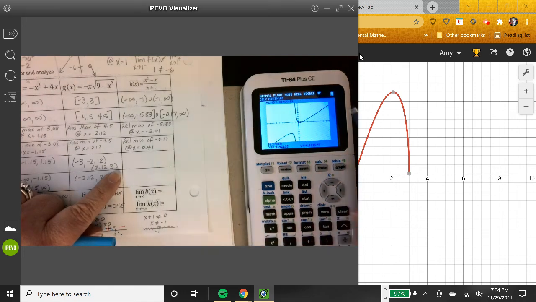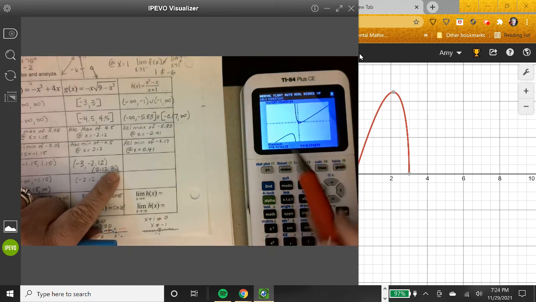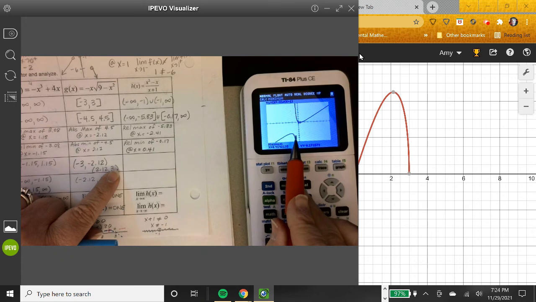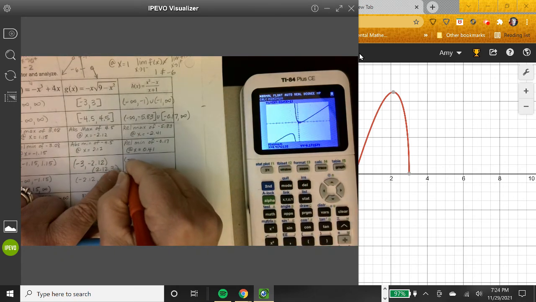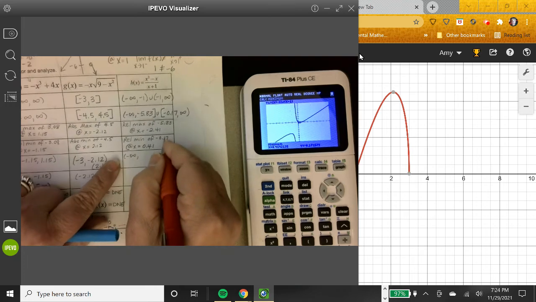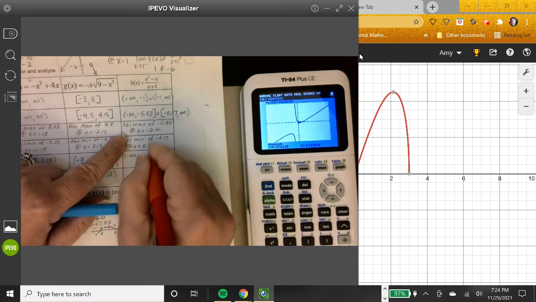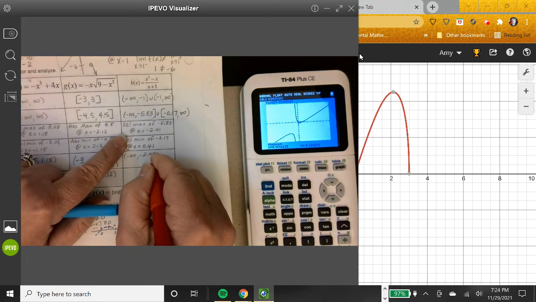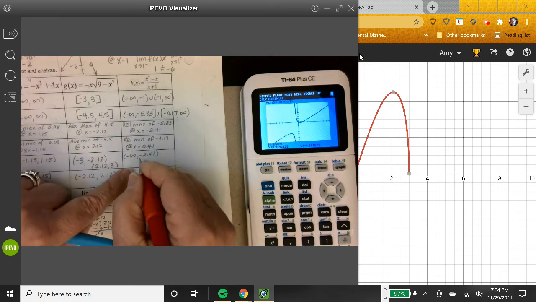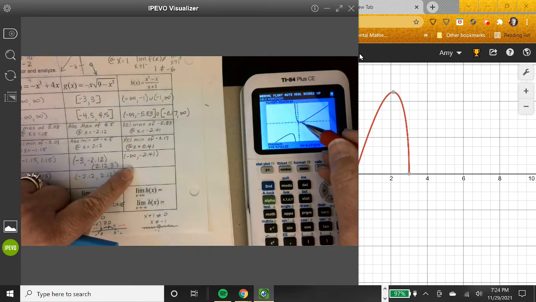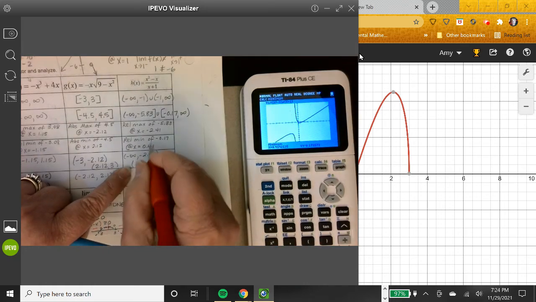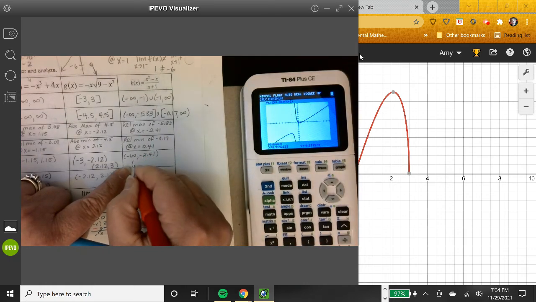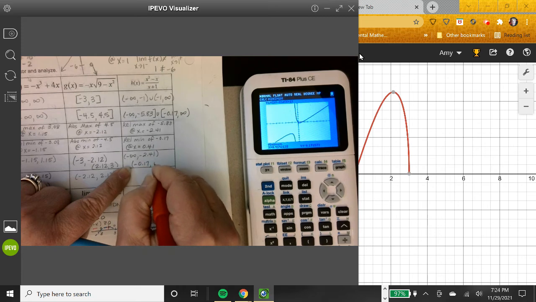All right, now this function is increasing from negative infinity until I get to that maximum. So using the x values, we're going to go negative infinity until the x value here of the maximum, which is negative 2.41. And it's also increasing from this minimum to infinity. So that's going to be the x value of 0.41 to infinity.